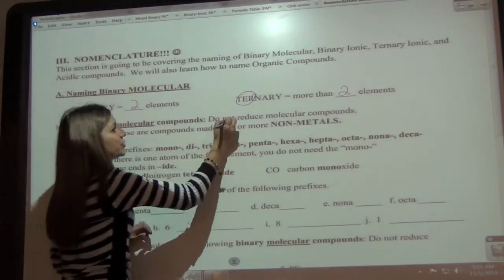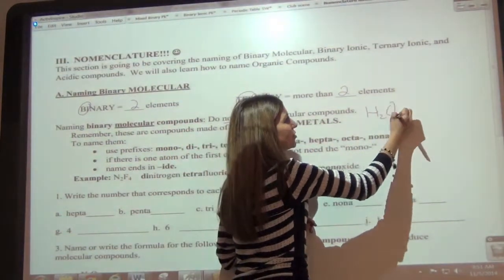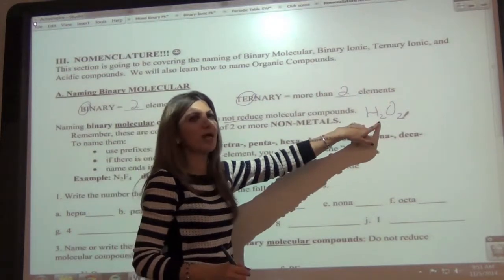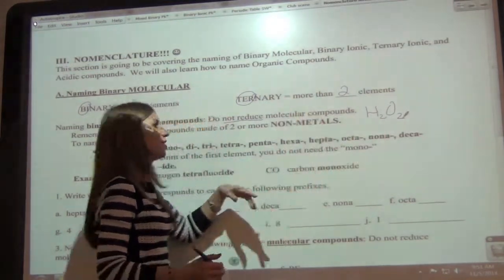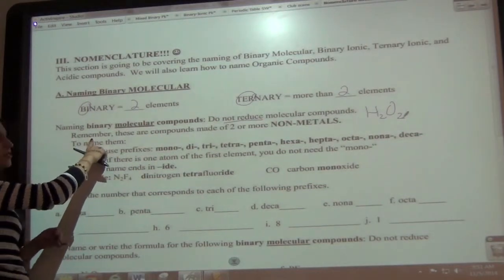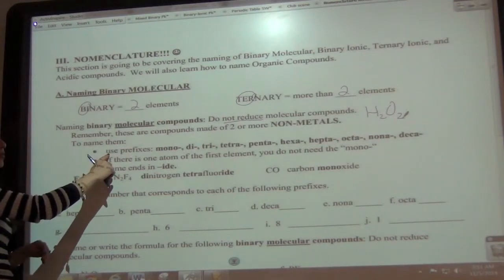The first thing is we don't reduce them. For example, anybody know what H2O2 is? Hydrogen peroxide. Awesome. That's hydrogen peroxide. They don't reduce it. It's just called hydrogen peroxide. And we're not going to name that one. The naming system is different for those. Remember, these are compounds that are made of two or more nonmetals. The way that we're going to name them is we're going to use prefixes.